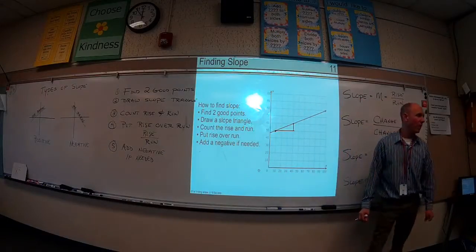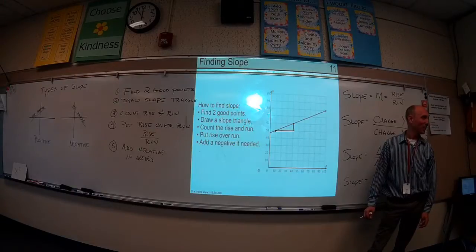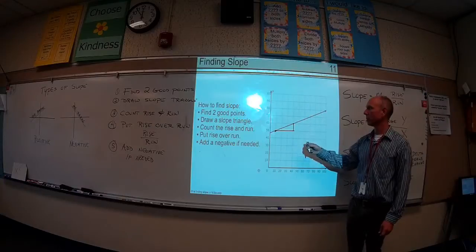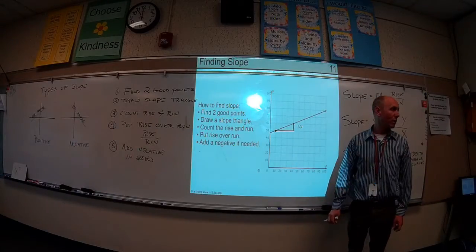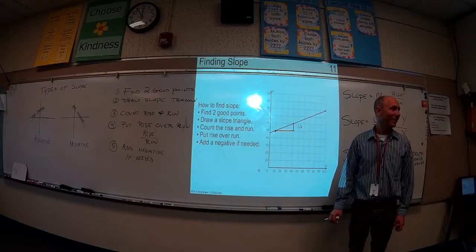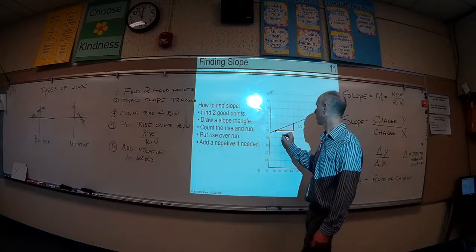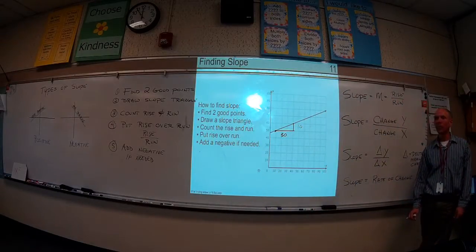What is step number 3, Maddie? You have to count the rise. Okay, what's the rise of this? It's 10. And then what do I need to do? You have to count the run. Which is? It's 30. Good.